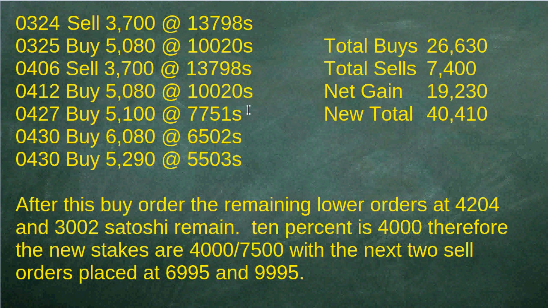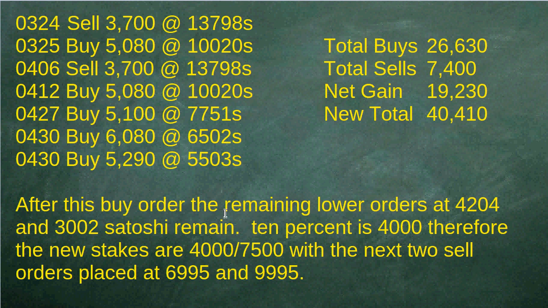It went down to 77.51, went down to 6,500 and then further down to 5,500. So getting back some of those sell orders that were filled. In total, there were 26,630 buys, 7,400 sells, and a net gain of almost 20,000, which meant you only had a little over 20,000 to begin with. That is doubling your portfolio.